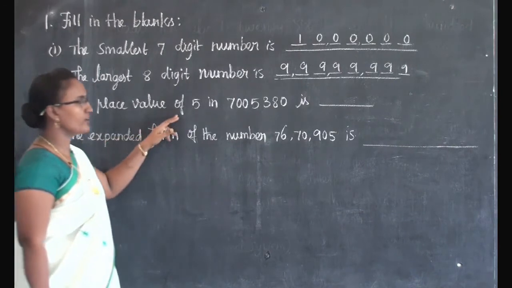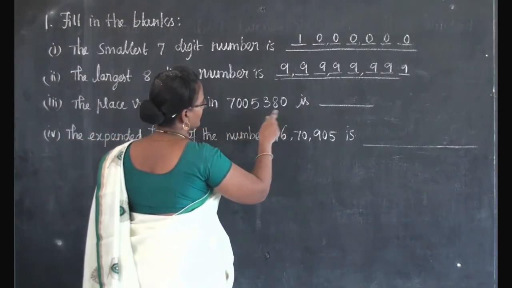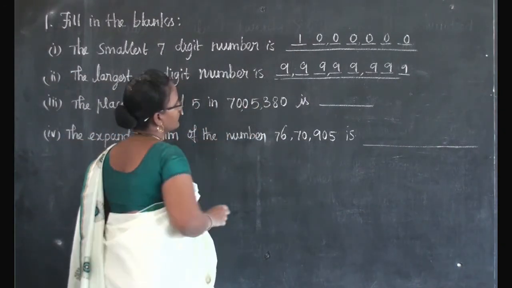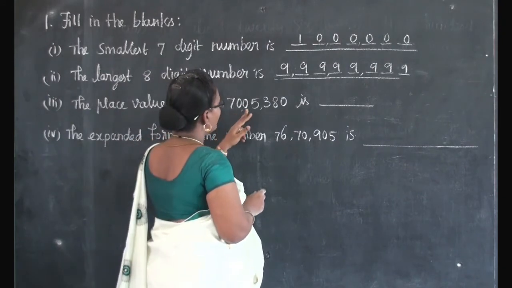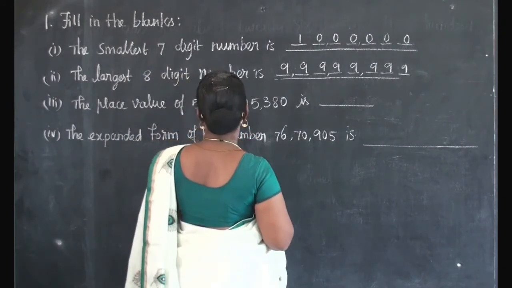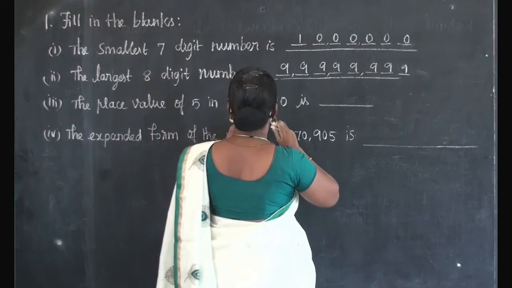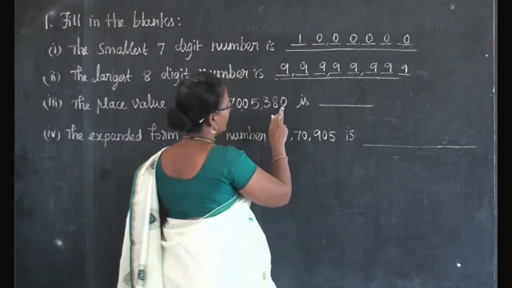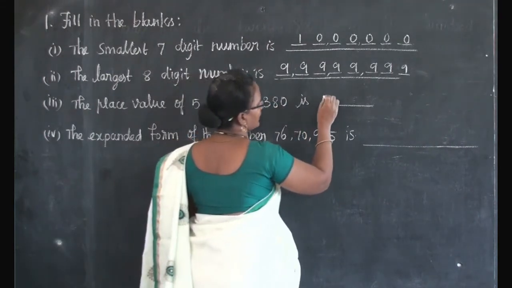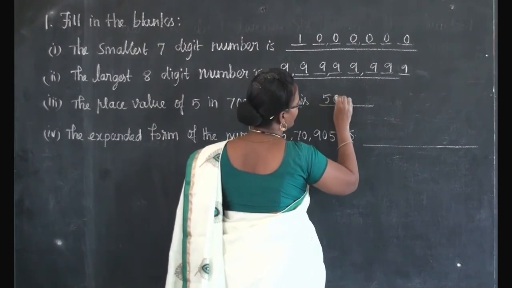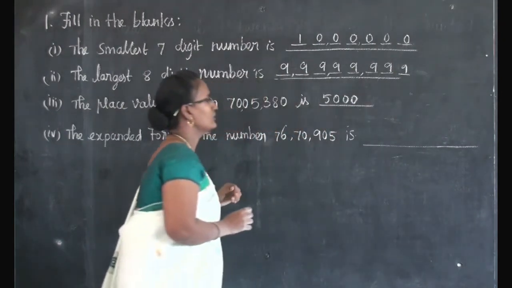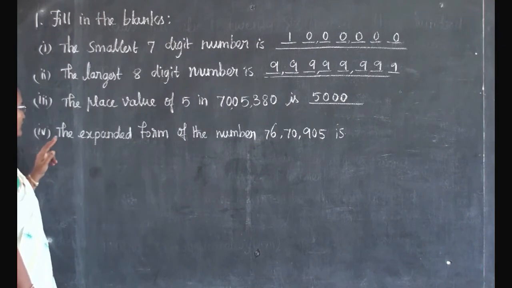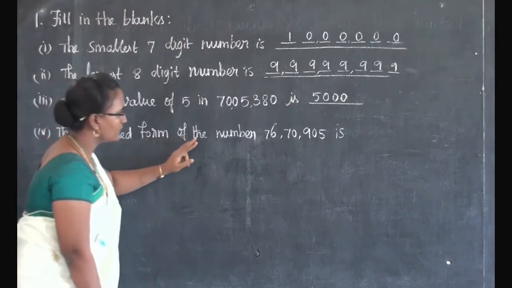Place value of 5 in 70 lakh, 5,380 is 5,000. Ones, tens, hundreds, 1,000. It is in the 1,000 place. So write down 5,000.